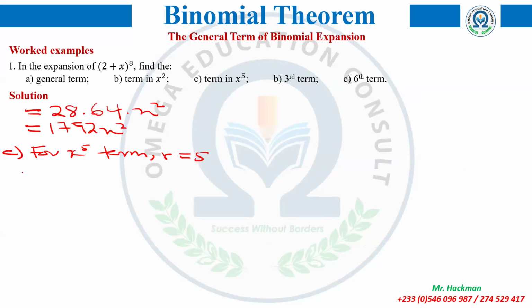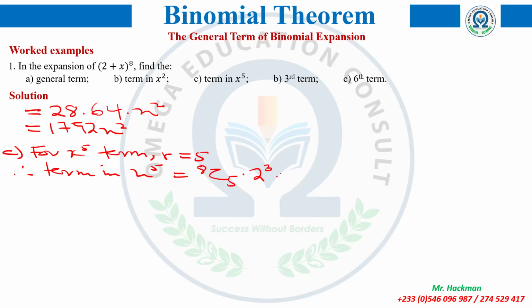5. So on that note, I can say that therefore, term in s to the power 5. If I like, I can choose not to write the u sub whatever, so this time round I am going to write is equal to. That will give us 8 combination 5, then 2 to what power? 8 minus 5, which is 3. So you can do that mentally. Is that clear? Yes, sir.